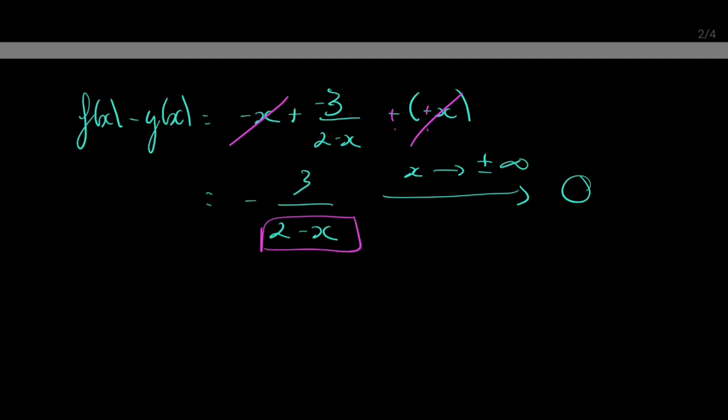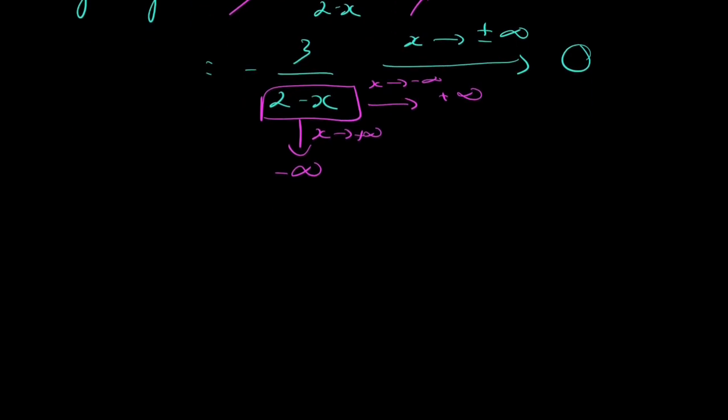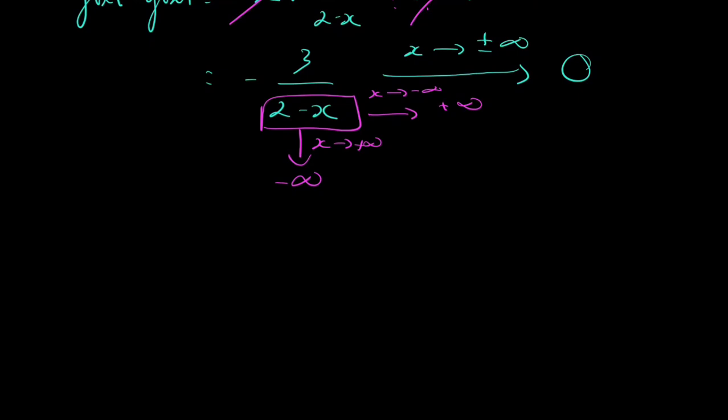Why? Because 2 minus x goes to plus the infinity when x tends to minus the infinity, and goes to minus the infinity when x tends to plus the infinity. And a constant divided by plus or minus the infinity is equal to 0. And so with that, we just proved that y of x is an asymptote to Cf in plus or minus the infinity.